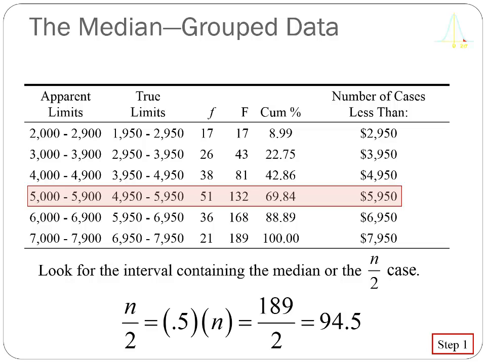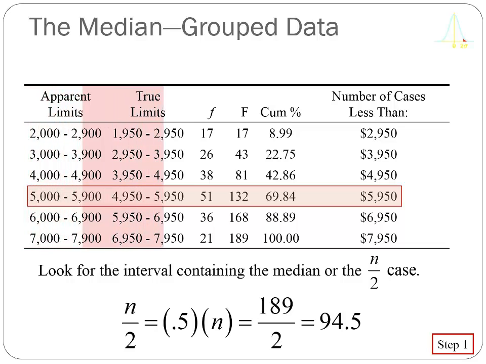Sometimes our data are grouped into a table already, and we'd like to be able to estimate the median from the values of that table. You can see here I've laid out my apparent limits. These are income limits for a sample of 189 individuals. My apparent limits go 2,000 to 2,900, 3,000 to 3,900, 4,000 to 4,900, and so forth.